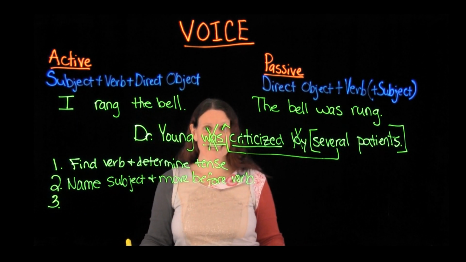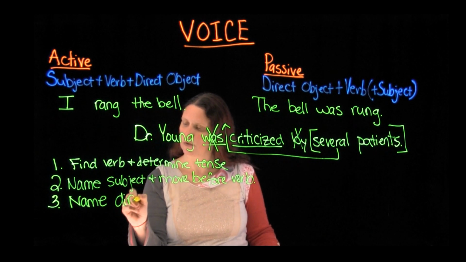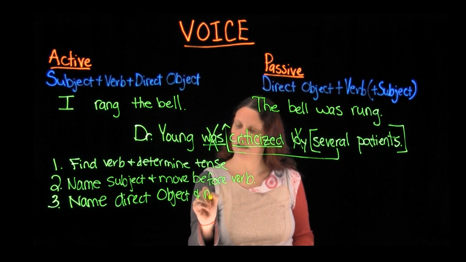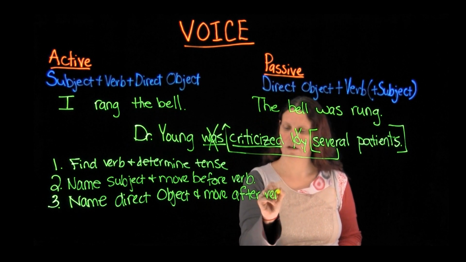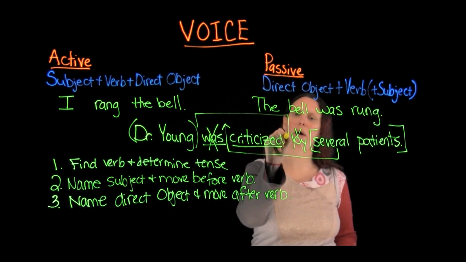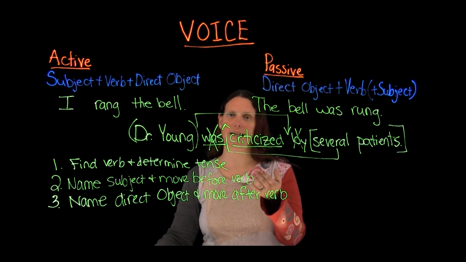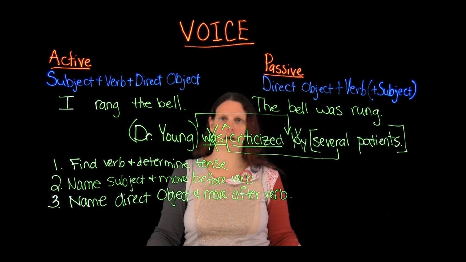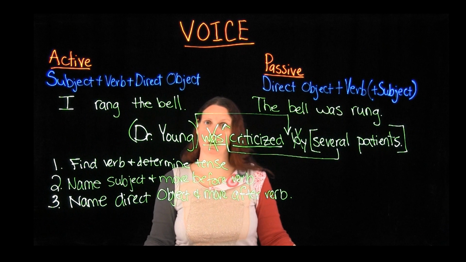The third and last step you have to do is name the direct object and move after the verb. So, Dr. Young will go after. So the sentence will read, several patients criticized Dr. Young. So now the emphasis isn't on the criticism. The emphasis is on the subject. Who criticized him? Several patients.